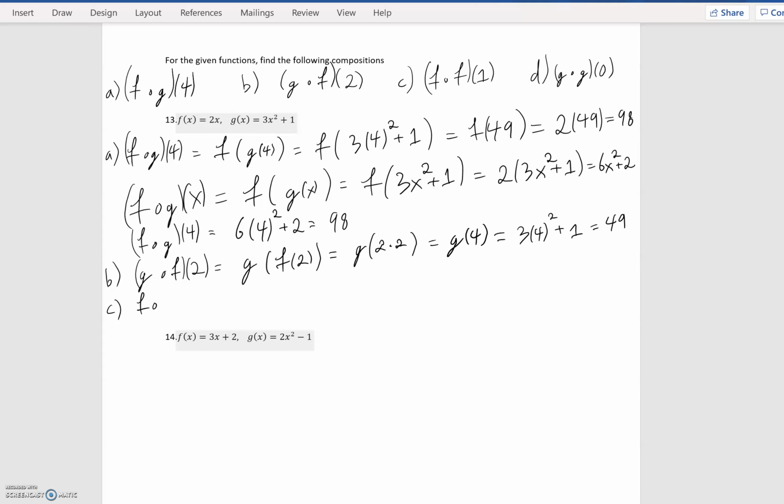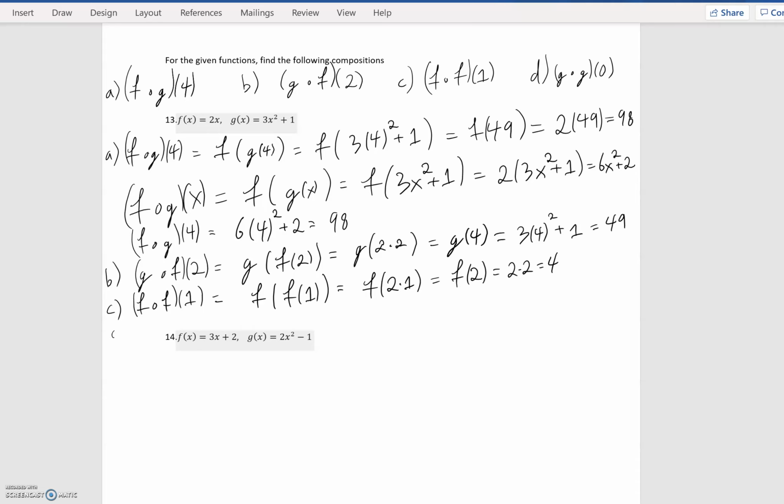Part C, you have f composed with f. That looks really strange. You can, in fact, evaluate a function at itself. This is f evaluated at f of 1. f of 1 is 2 times 1, which is 2. f of 2 is 2 times 2, which is 4.